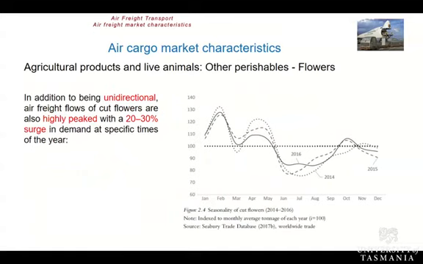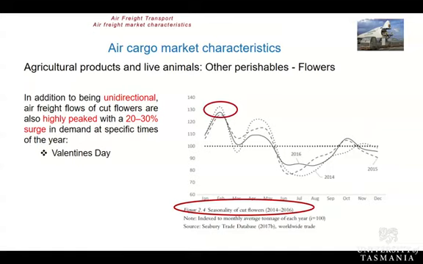This little graphic just gives us a sense of the seasonality of cut flowers between the period 2014 to 2016. And what you can see there is that over the course of a year there are a number of peaks of around about 20 to 30%. Typically they are around Valentine's Day, and I'm sure you could probably guess these off the cuff. Mother's Day, sitting in around about there, and also Christmas, so as a lead up to Christmas.